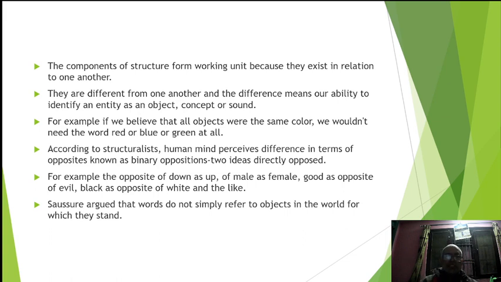So even in language, if there is a noun, there is a verb, there is an object, there are adjectives, there is an adverb, there are prepositions, and we bring all those key components of the language into the form of a structure with the rules of combination, rules of grammar. For example, the opposite of down is up, of male is female, of good is evil, black is the opposite of white, and the like. These are the differences.